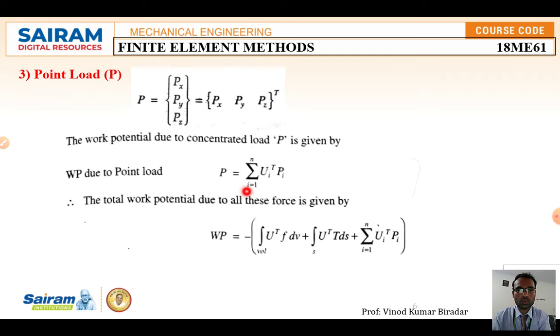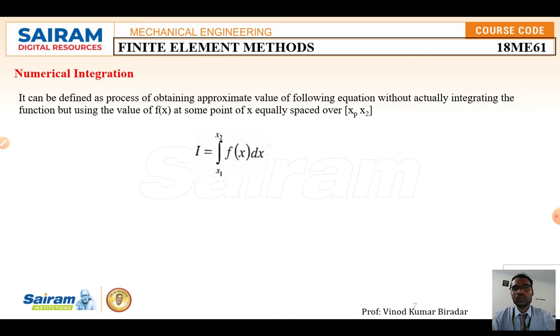The total work potential on the given body subjected to three forces is what you have to derive. There is nothing difficult in this derivation: only the three forces act in three different directions. Because of those forces you calculate the work potential, combine all those things, and you get the final answer, that is the work potential. So this expression covers the body force, traction force, and surface force, that is, point load. Okay, coming to the numerical integration section.